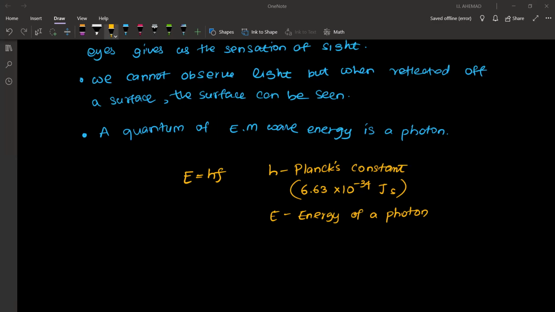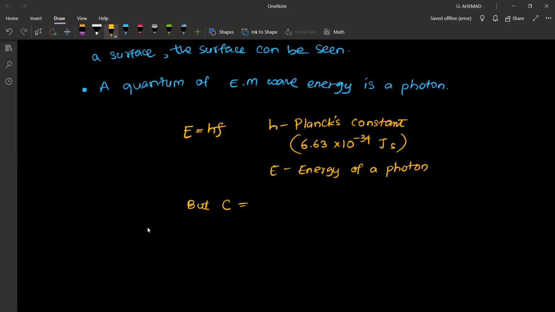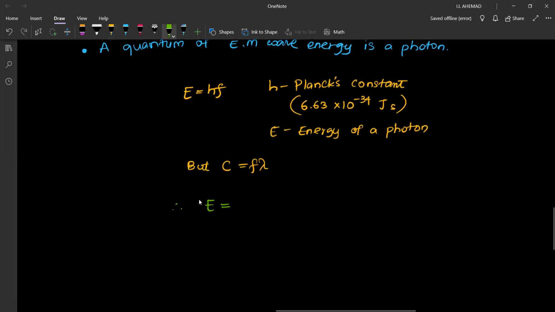But we know that c is equal to f lambda. Speed of light is equal to frequency into lambda. So we can replace, therefore, E is equal to, instead of f, I can write hc over lambda. Instead of frequency, we can substitute c over lambda. So E is equal to hc over lambda. Then for the energy of a photon, we have two equations. E is equal to hf, E is equal to hc over lambda.